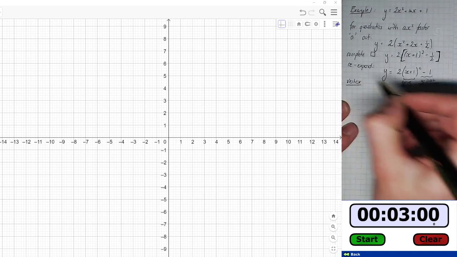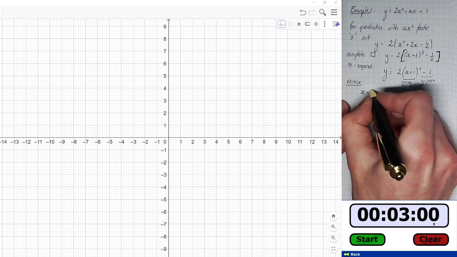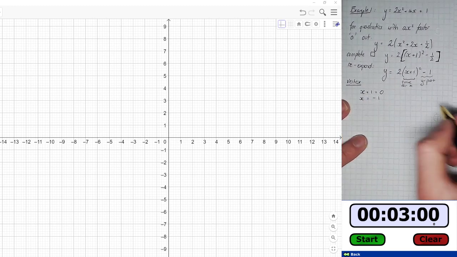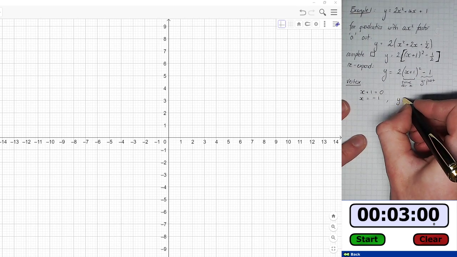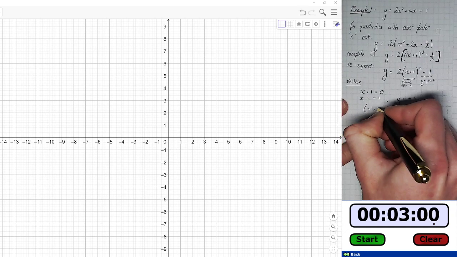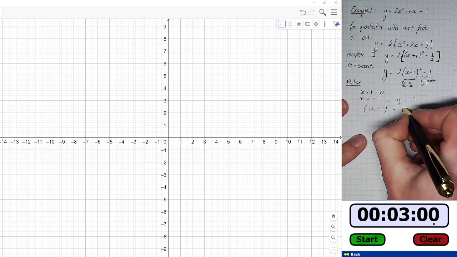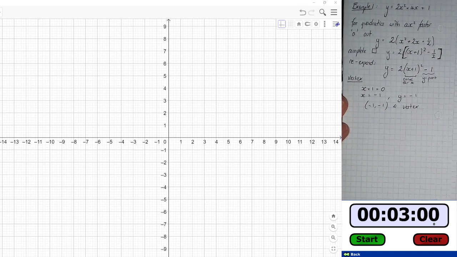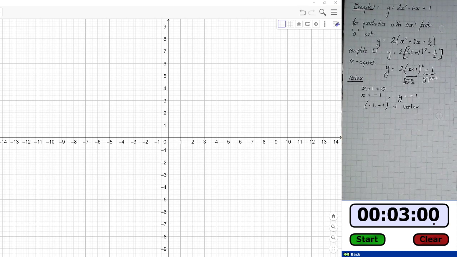Okay. So when x plus 1 equals 0, x equals -1. And the y part is just -1. So our coordinate, -1, -1, that is our vertex, or our turning point. So in our graphing software, we're going to put a coordinate at -1, -1, just there.